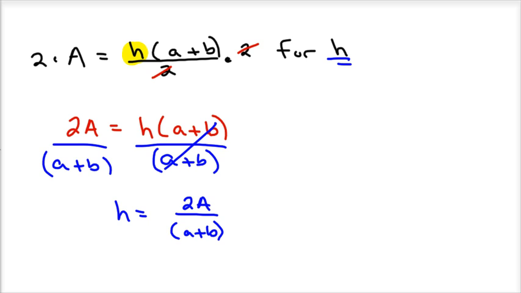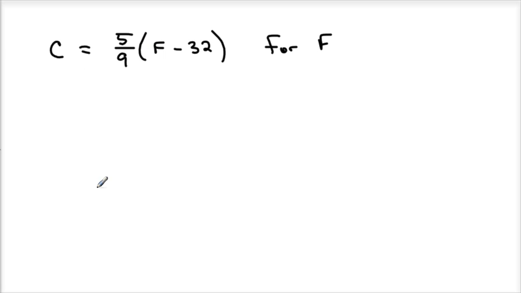Okay, next one is one that you're going to see a million times, especially in science. The formula for Celsius, C equals 5/9 times Fahrenheit minus 32 degrees. This is when you're converting from Fahrenheit to Celsius. So the formula is in Celsius, and you want to convert this to Fahrenheit. You have C equals 5/9 times the quantity F minus 32. And again, you're solving for F. What do I want to do first?